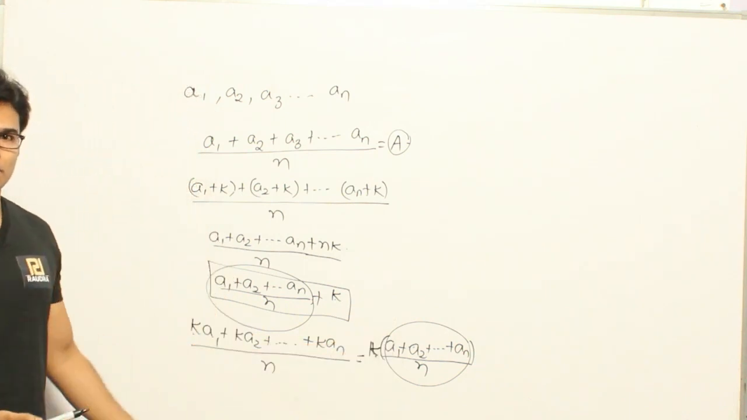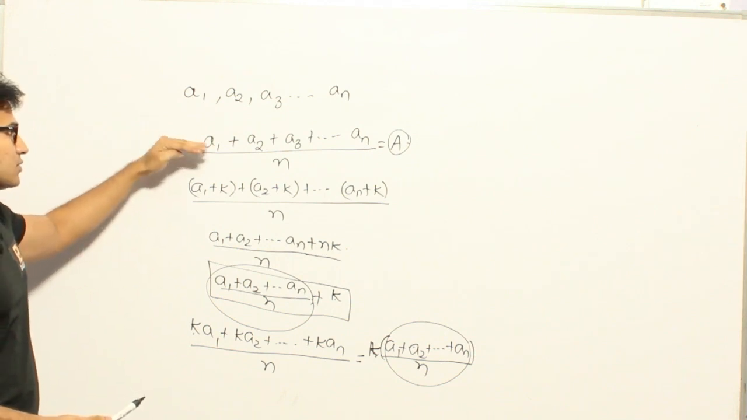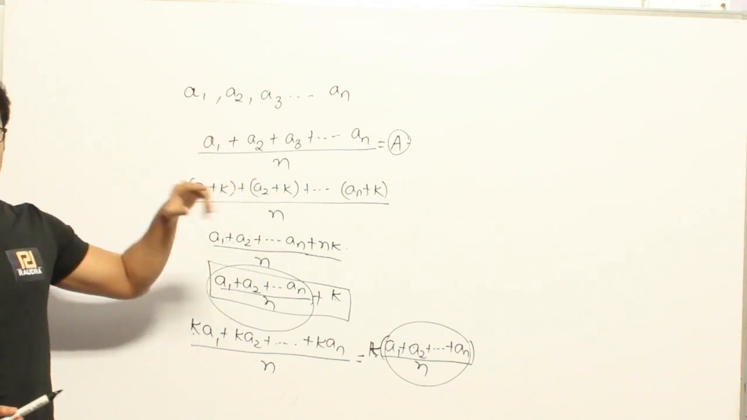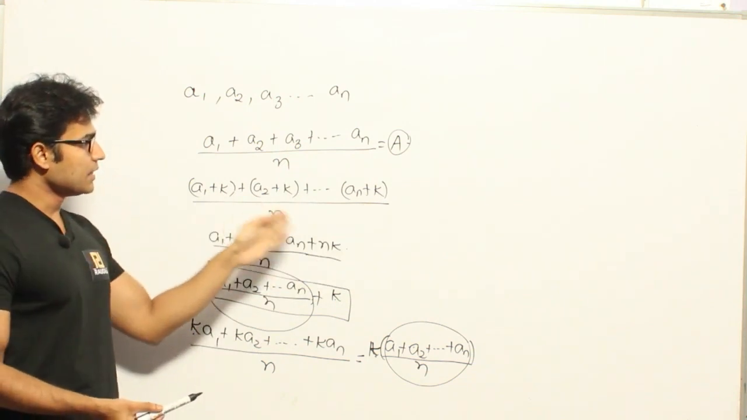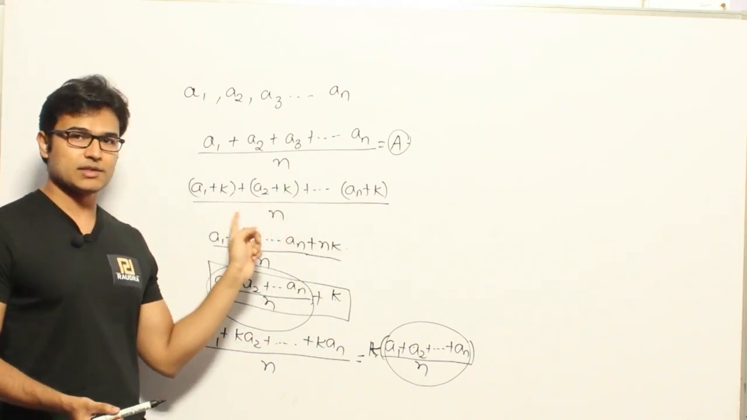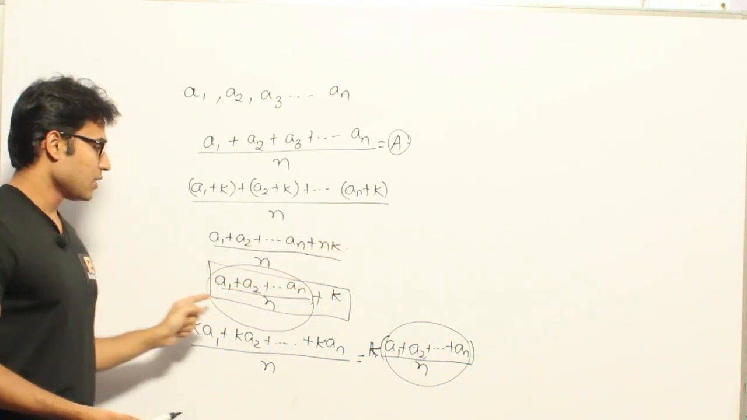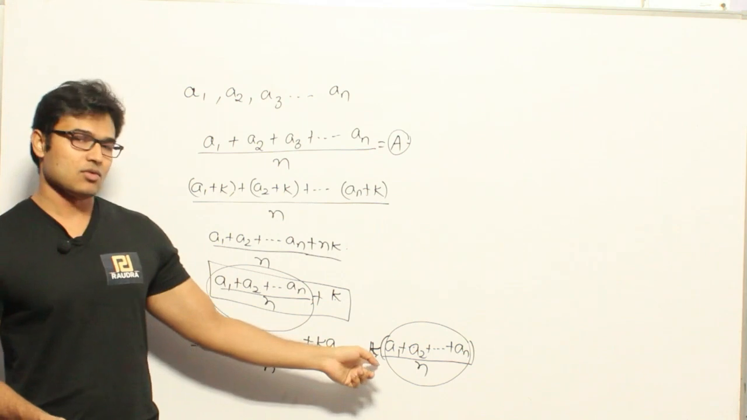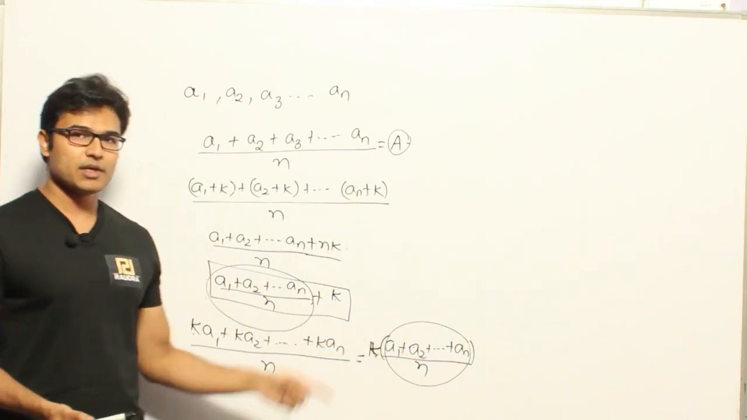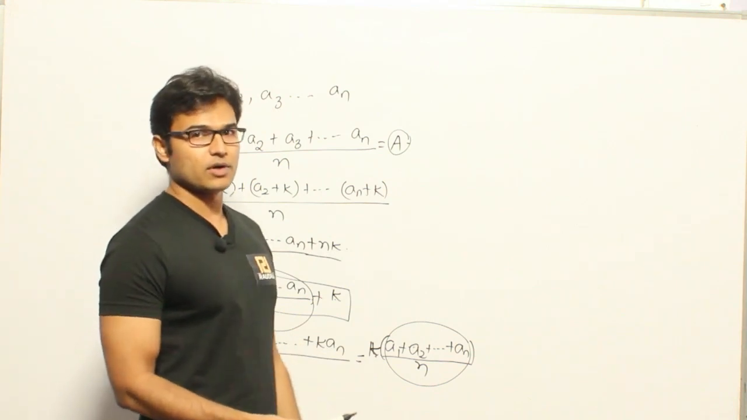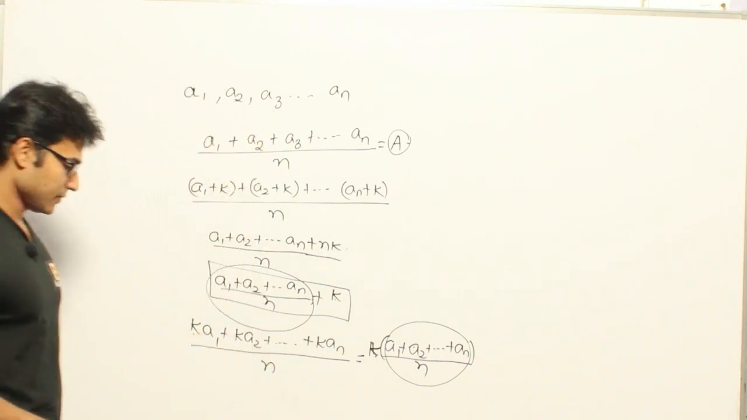Got it? These are the important points you should remember. When you increment all the values by k, the new average you get will be old average plus k. If you decrease every element by k, then the new average is going to be old average minus k. If you multiply everything, it is going to be old average into k, right? Now if you divide all the elements by k, it will be old average divided by k. Got it? Okay.